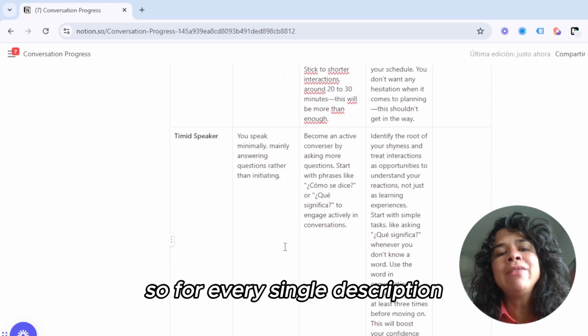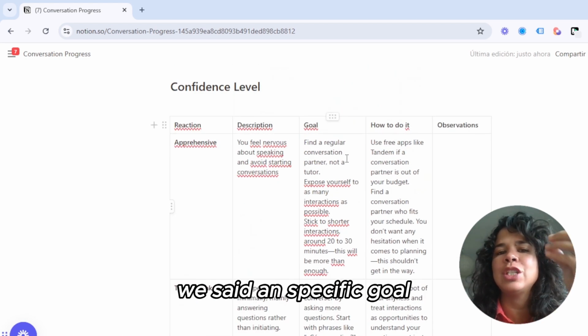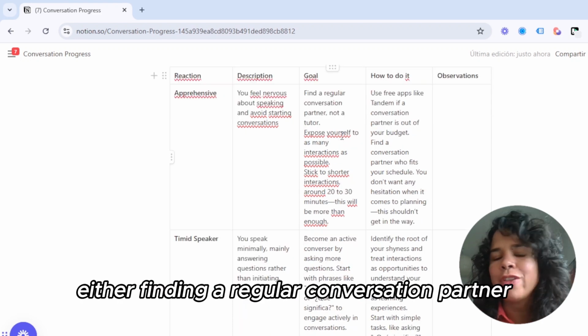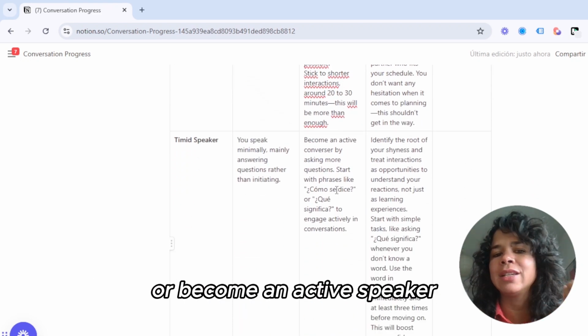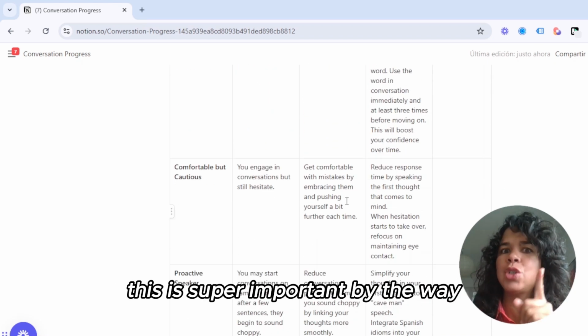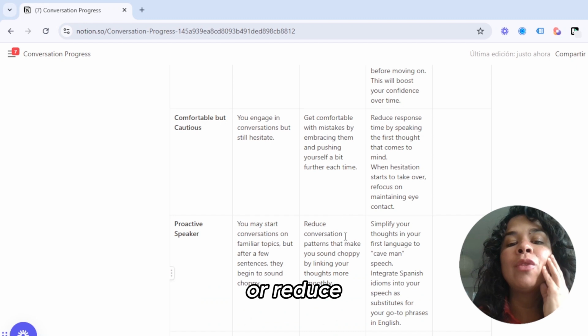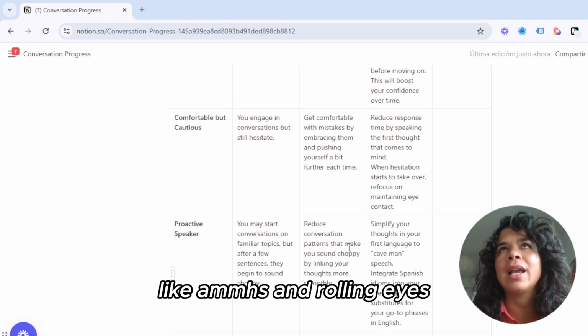So for every single description, we set a specific goal. Either finding a regular conversation partner, or becoming an active speaker, or getting more comfortable with mistakes. This is super important, by the way. Or reducing conversation patterns that make you sound choppy, like rolling eyes, yeah?